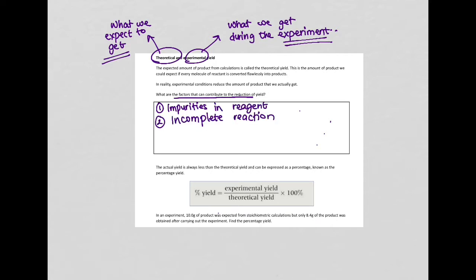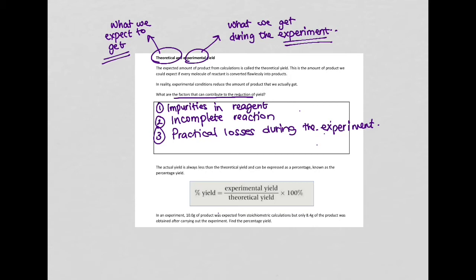The second factor is incomplete reactions. For example, if you are burning magnesium and you are twisting the magnesium ribbon into a coil and burning it, maybe the inside of the coil is not going to burn properly. So you have an incomplete reaction. You might think that 2 grams of magnesium burned completely when actually only 1.2 grams burned, for example, because of incomplete reactions.